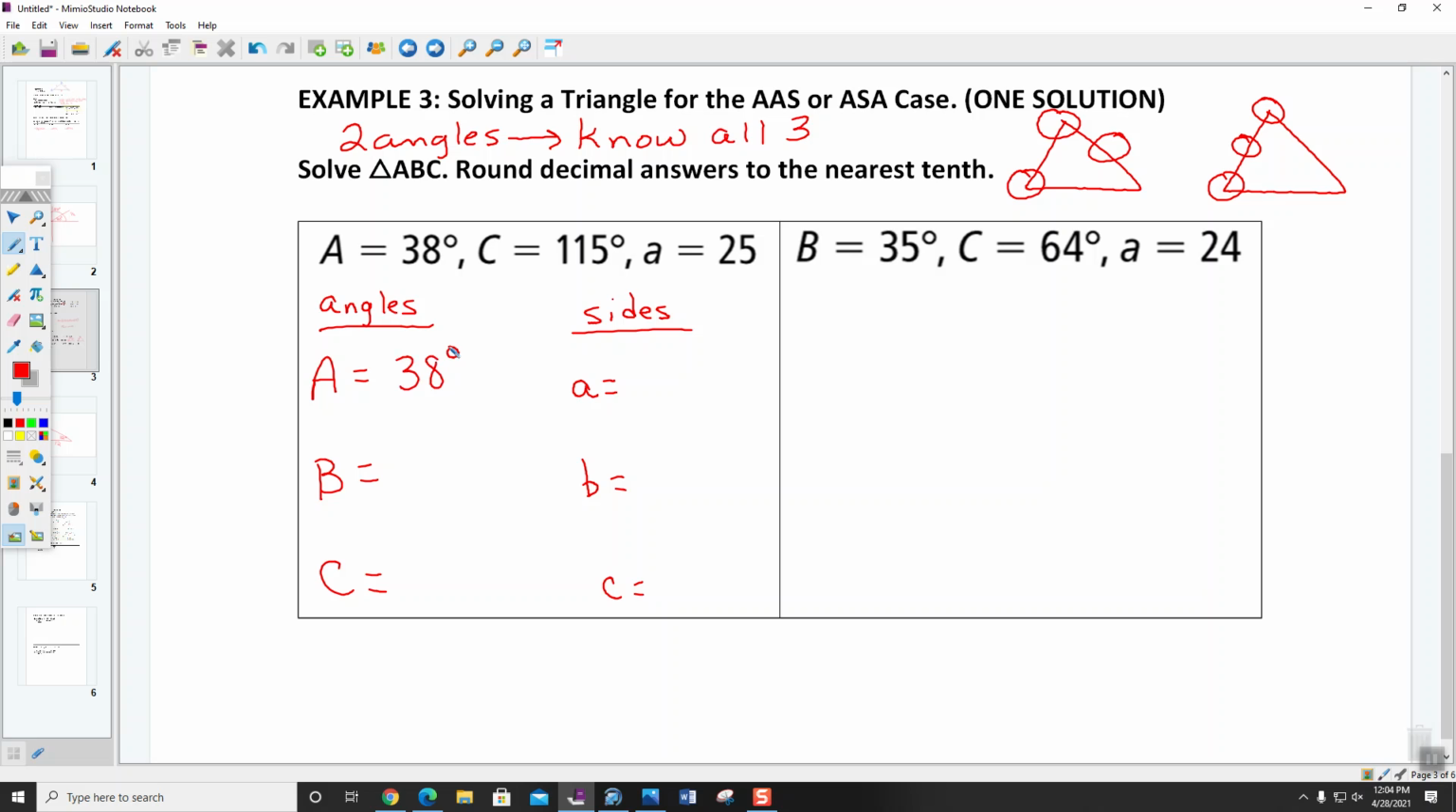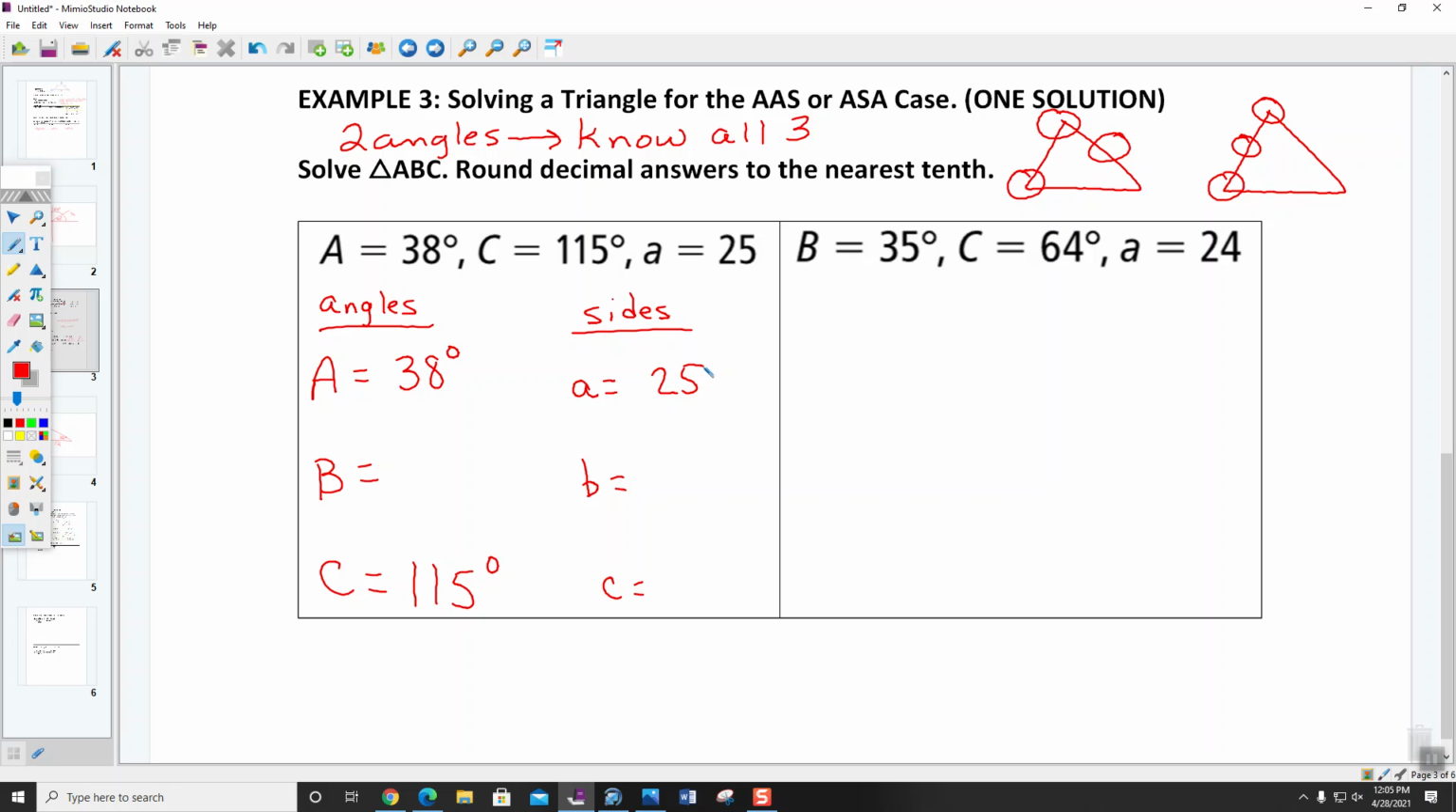How about C? 115. What else do we know? Little a. Now, those aren't changing. Those values will not change at all. Those are given to you, and those are going to be constants. The thing that we need to figure out here, kids, is angle B, side b, and side c.